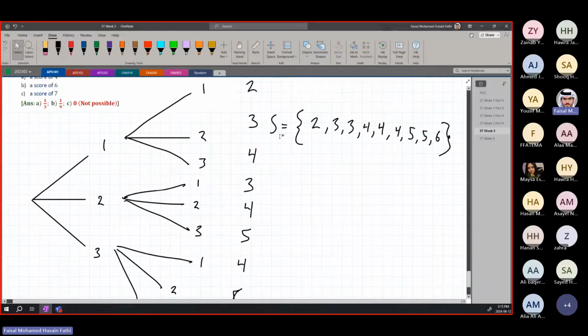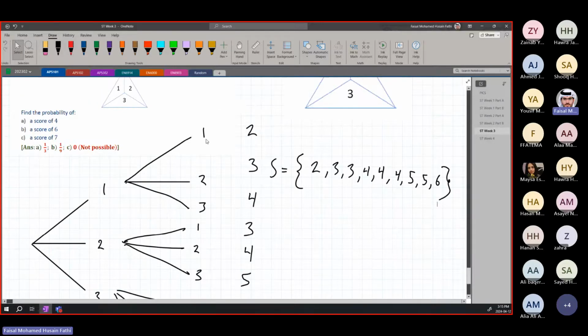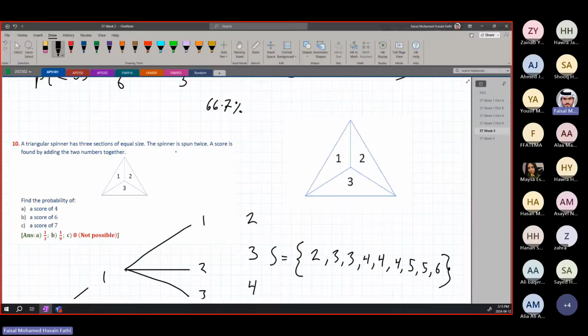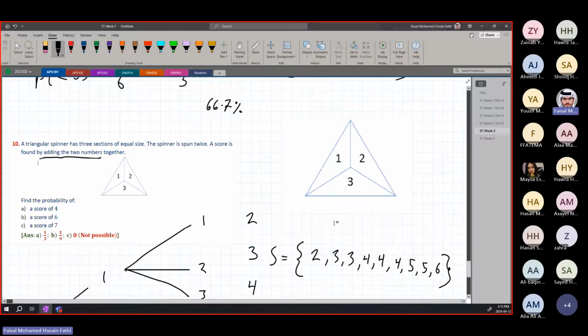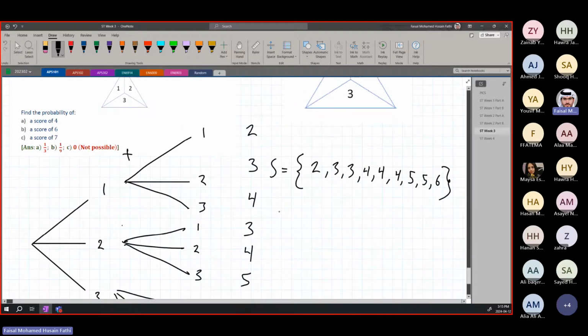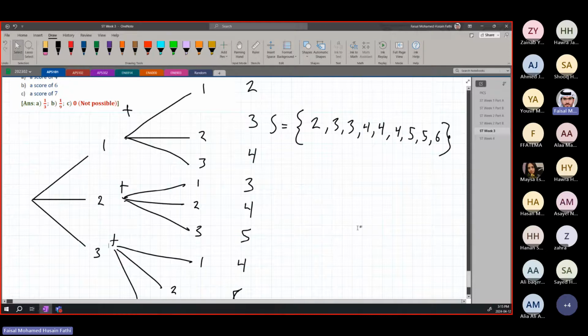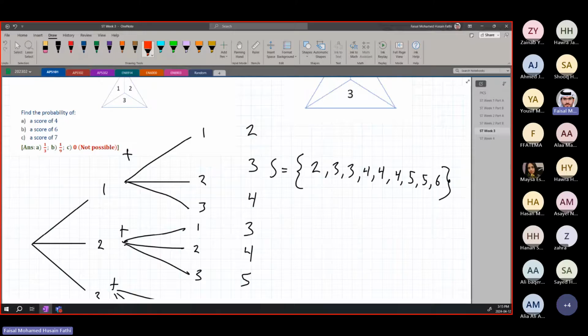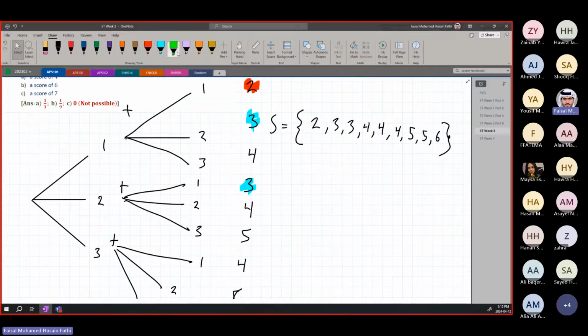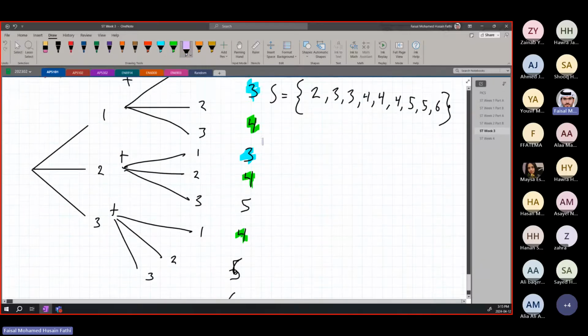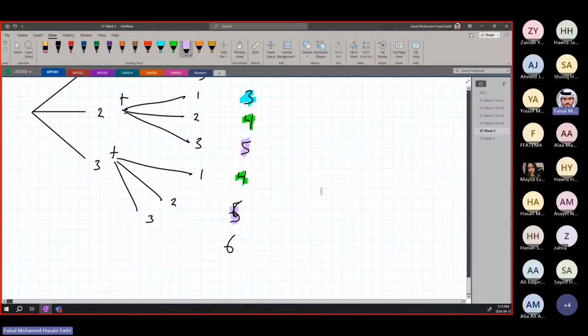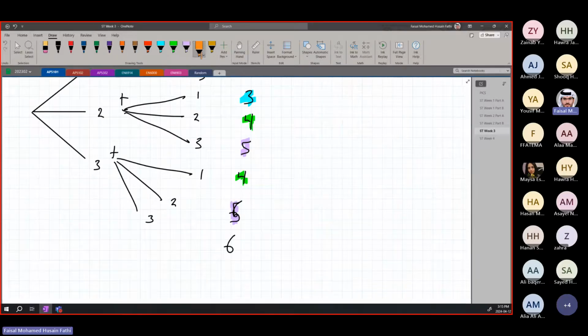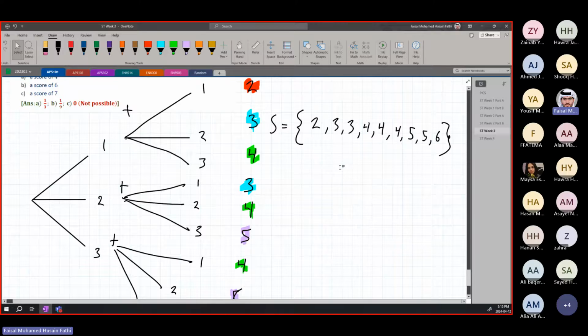Again, all I was doing was 1 plus 1. Why? Because the question says a spinner is spun twice, and a score is found by adding the two numbers together. So we're just going to add all the numbers and find all the total options we have. Let's highlight them so I don't get confused. So we have 2 one time. 3 is occurring 2 times. 4 is occurring 3 times. 5 is occurring 2 times. And then 6 is only occurring once.